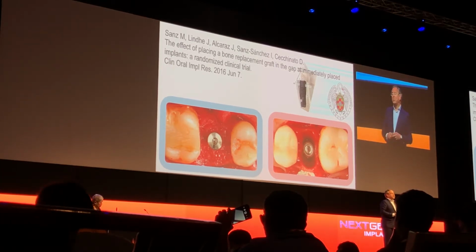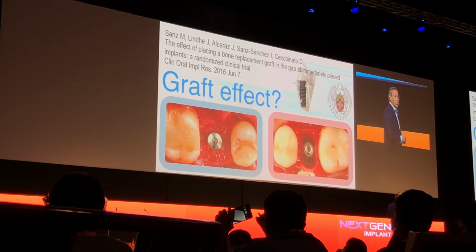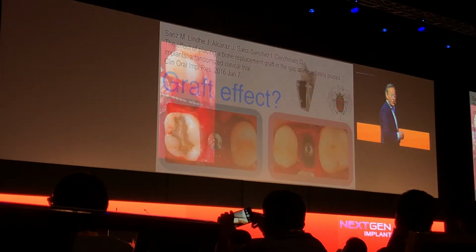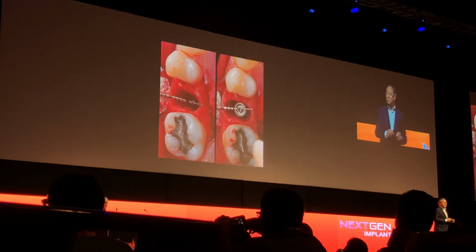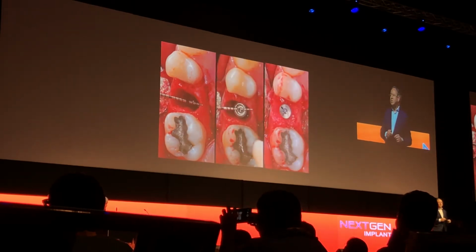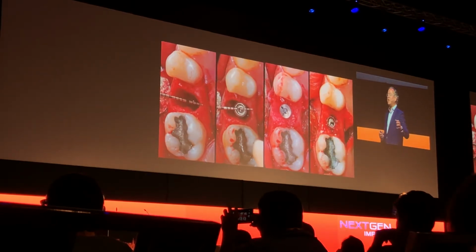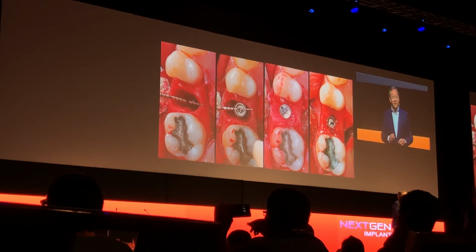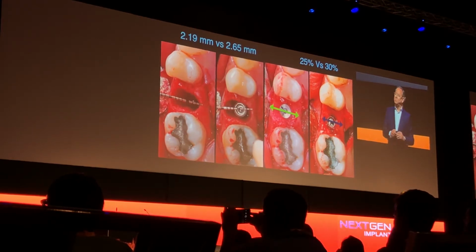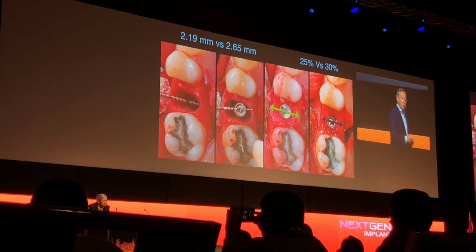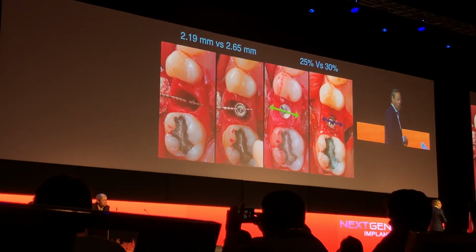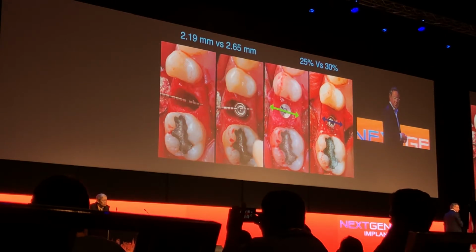So we undertook the trial, and basically we wanted to understand what was the graft effect. And therefore, very simply, we selected patients, we randomized, and according to the randomization, of course, some of them had a bone replacement graft, and some didn't have a bone replacement graft. And of course, we measured directly the horizontal changes as well as the vertical changes.